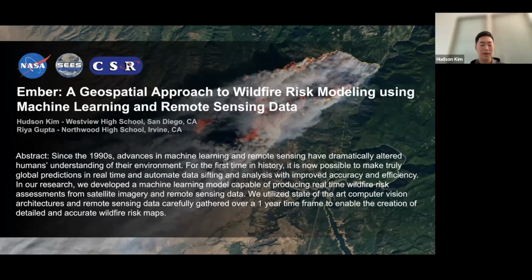Hi, everyone. This is our project Ember, a geospatial approach to wildfire risk modeling using machine learning and remote sensing data. My name is Hudson. I'm from Westview High School in San Diego, California. And my name is Riya Gupta. I'm from Northwood High School located in Irvine, California.